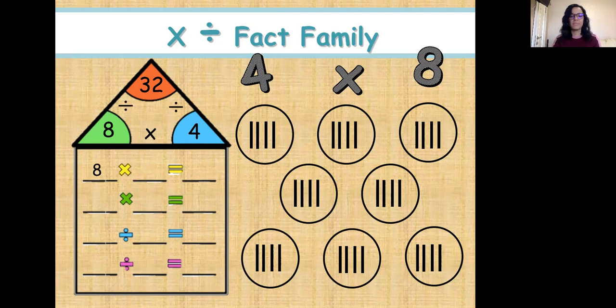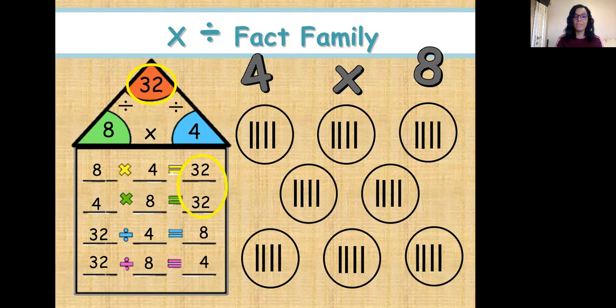Let's look at the problems. 8 times 4 equals 32. 4 times 8 equals 32. 32 divided by 4 equals 8. 32 divided by 8 equals 4. So we see again, the biggest number is at the top. The biggest number is our answer for the multiplication. And the biggest number is here, serving as the first part of the division problems, okay? And of course, we need to switch the spots of the 8 and the 4, 4 and the 8.